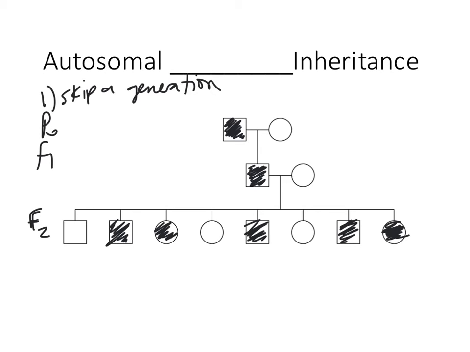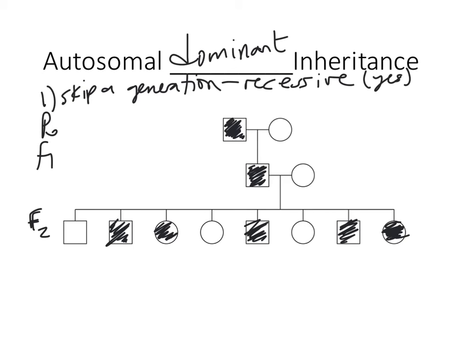If the trait is in every generation, it's usually, but not always, dominant. If yes, it skips a generation, usually it's recessive. Here we have the trait present in every generation, so I'm going to propose that we consider this to be dominant inheritance. So step 1, does it skip a generation or not? If it does skip a generation, which I'll do an example of next with autosomal recessive, it's usually recessive. If the trait is present in every generation, it's usually dominant inheritance.